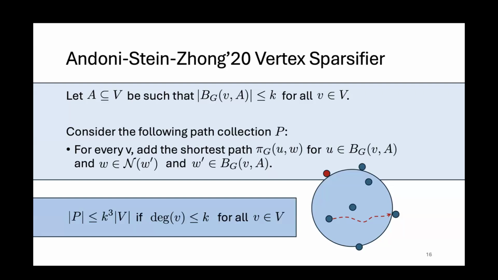If we assume that the degree of every vertex is at most k, which we will have to do, then the path collection is still actually quite small. There are at most k cubed times the number of vertices paths in this path collection. So if we think of k as a subpolynomial factor, then this is still an almost linear amount of paths.